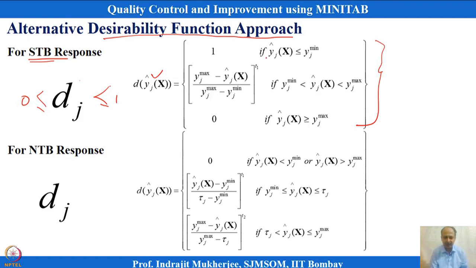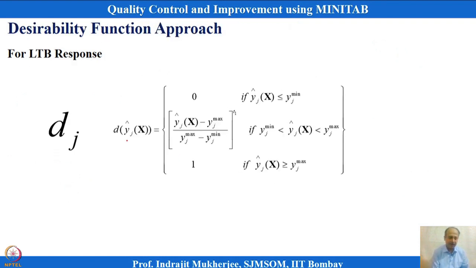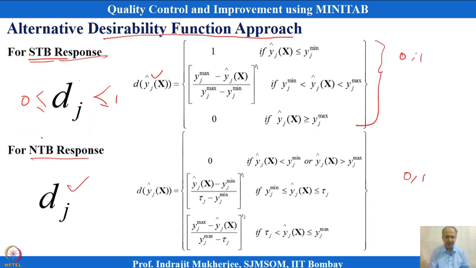This is the simplified one. Harrington first proposed this desirability function approach. You can see it in many research papers, and Minitab uses this. It will convert the response variable into values between 0 and 1. Similarly, for nominal-the-best or on-target responses, dj values can be calculated, and they also vary between 0 and 1. And similarly, for larger-the-better, we can get the desirability value, which will lie between 0 and 1.